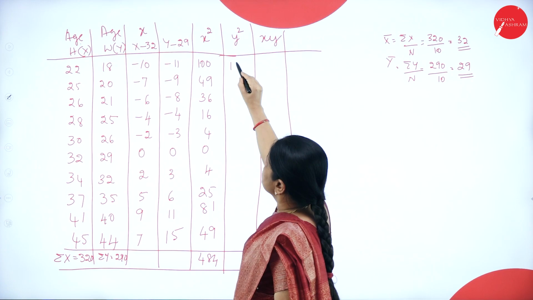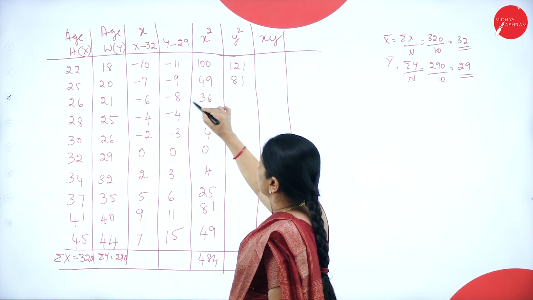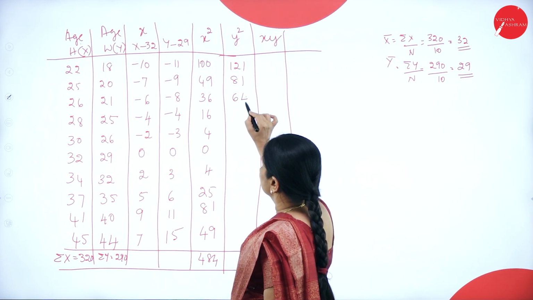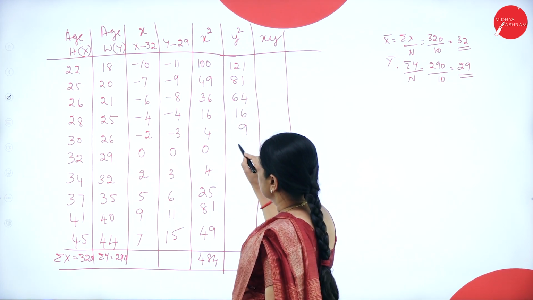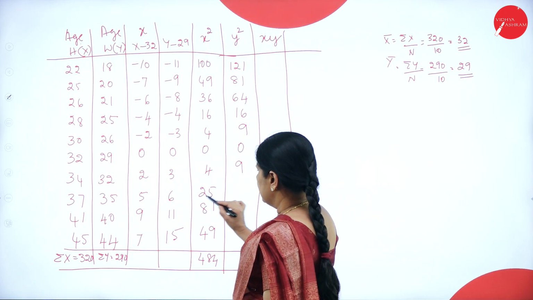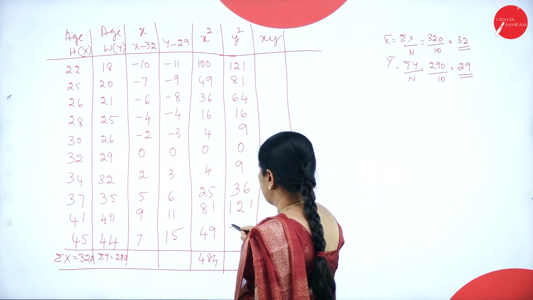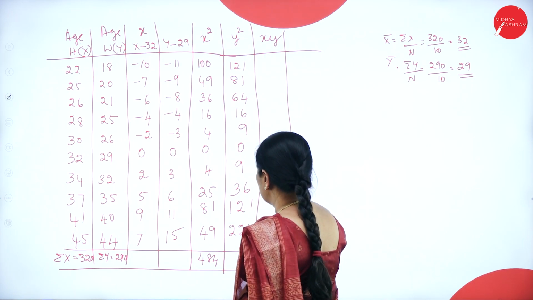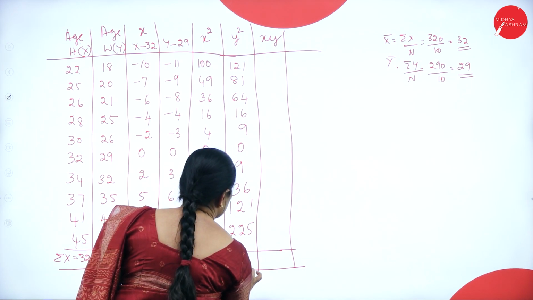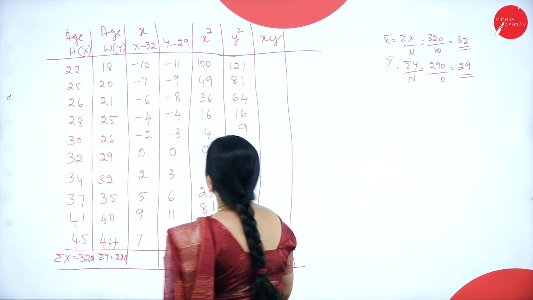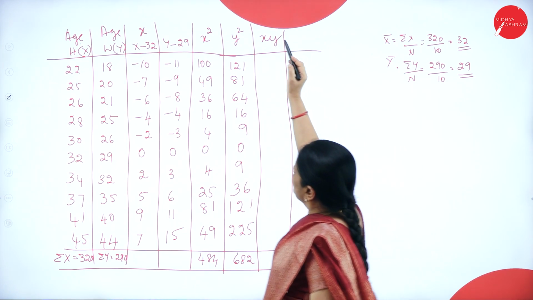Now, the y square. So 11 elevens are 121, 9 nines are 81, 8 eights are 64, 4 fours are 16, 3 threes are 9, 0, 6 sixes are 36, 121, 225. So when I add all this, I get 682.